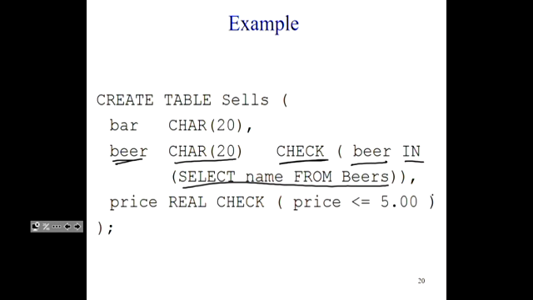Another example is this constraint on price. Here I have a check that price has to be less than or equal to 5. So I'm ensuring at all times that the price of any tuples in this relation is less than or equal to 5. So now let's get back to this one and talk about how this differs or is similar to the foreign key constraint.